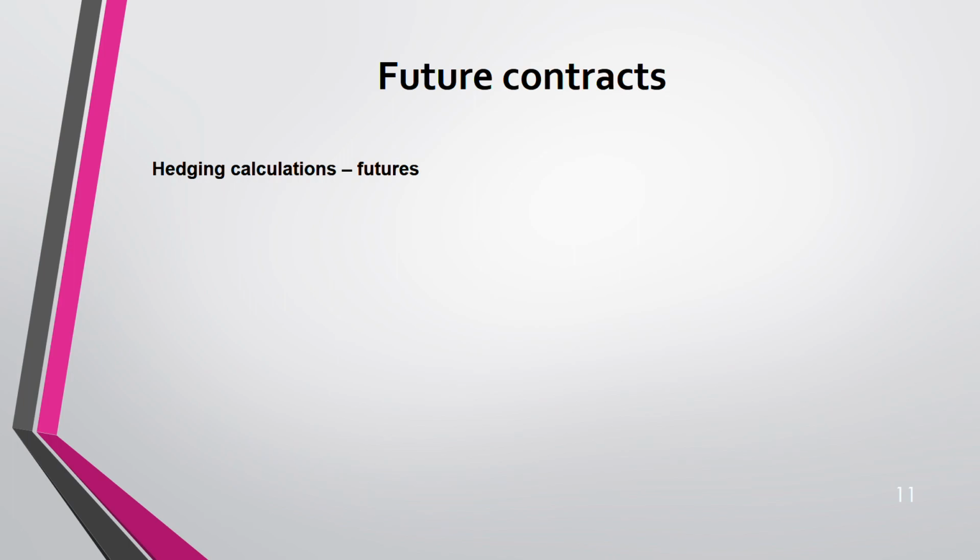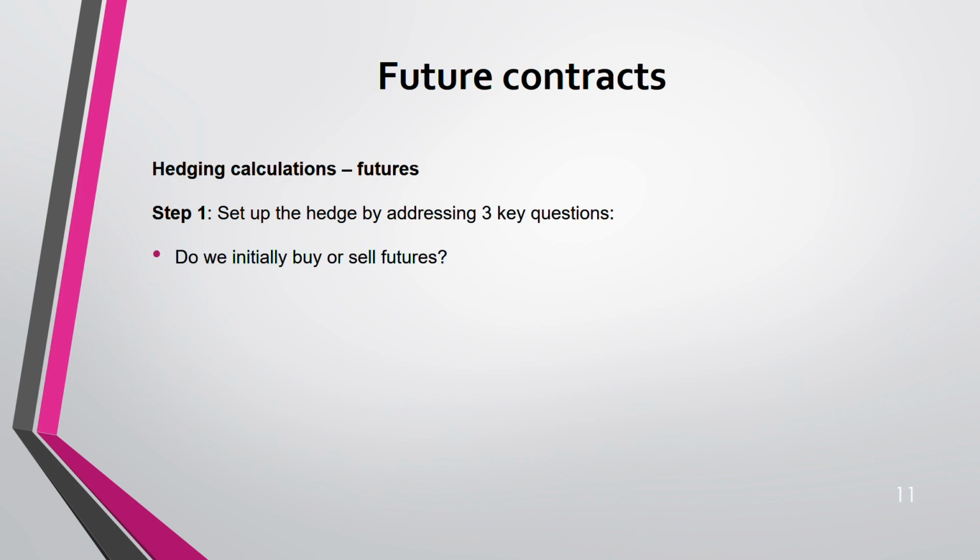Okay, I'm back. Now there are some steps that I've created for you for calculating future questions. Step 1: there are three key questions that you need to answer in your exam. Number 1: do we buy or sell futures? It depends on whether it's a foreign currency payment or a receipt, and in which currency the future is. If you want to buy dollars and the future is also in dollars, you will buy the future.